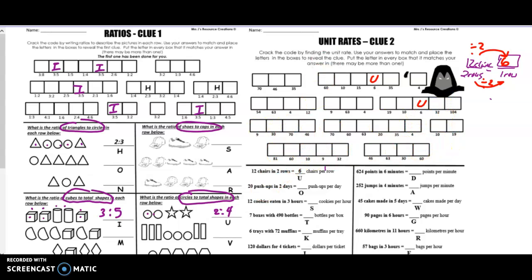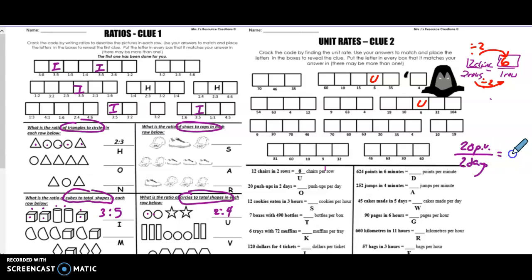Let's do one more real quick. It says 20 push-ups in 2 days. How many push-ups per day? I want 1 day. We know you can do 20, I'm going to put PU, push-ups. In how many days? 2 days.